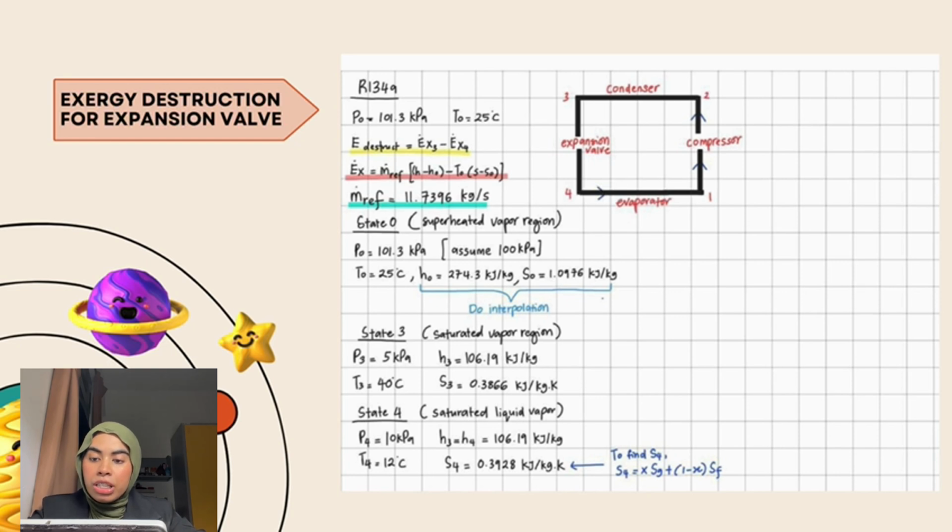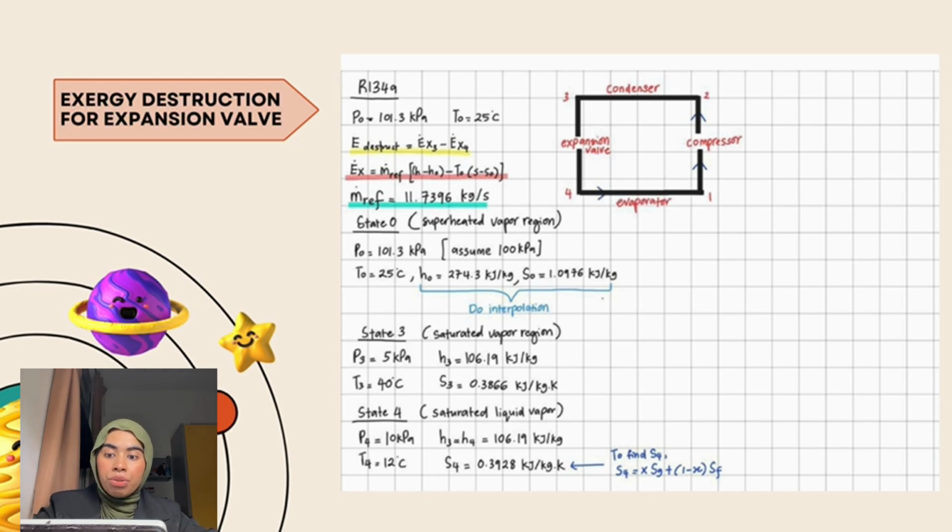For the first step, we need to find H0 and S0 at state 0. Since T set is less than T0, state 0 is in the superheated vapor region. But you have to do interpolation because the value is in between, so we have to interpolate to get the accurate H0 and S0.